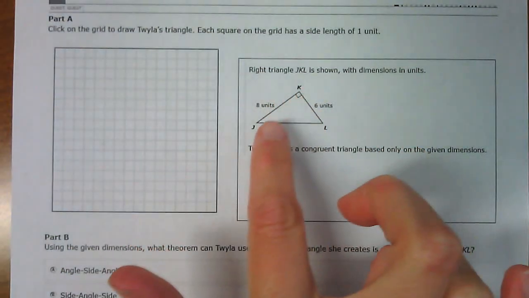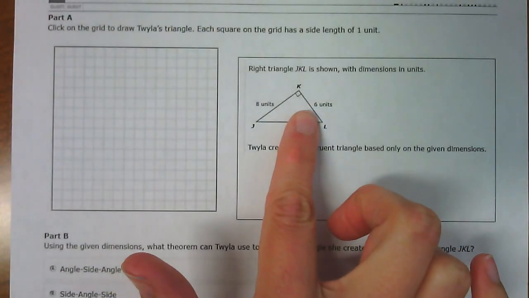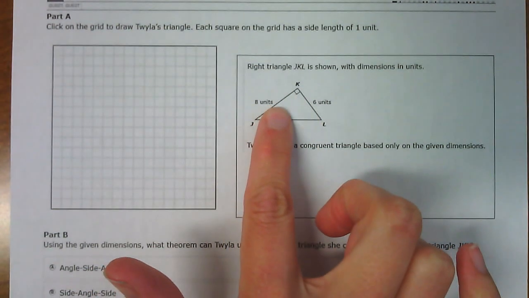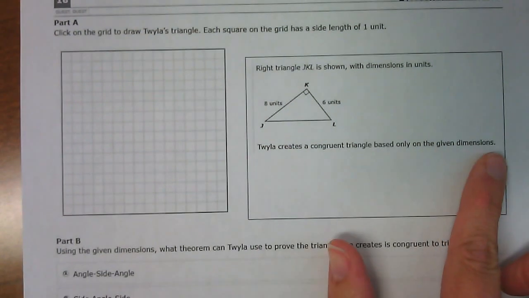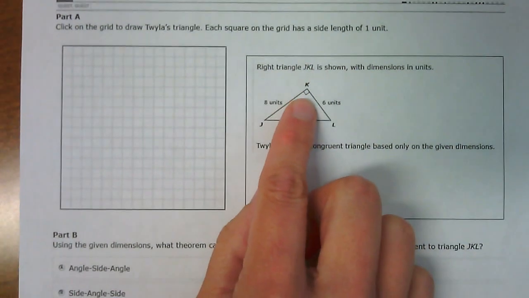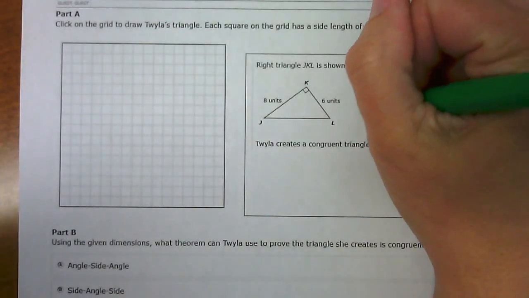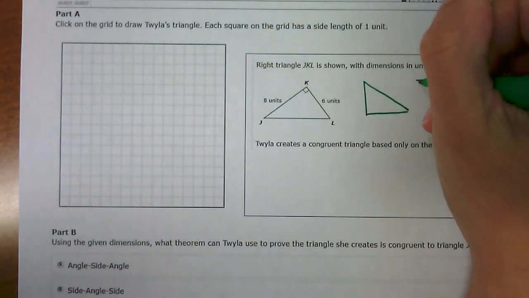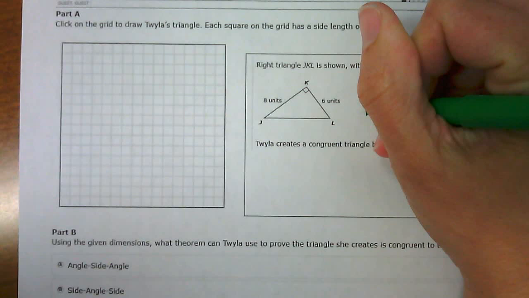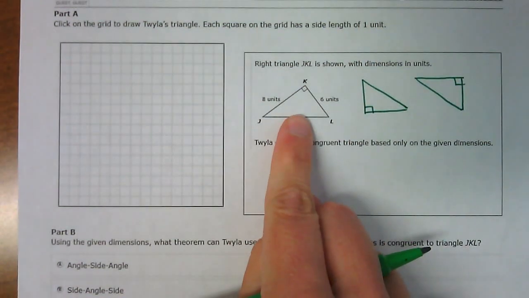It says right triangle JKL is shown with the dimensions in units. We know KL is 6 and we know KJ is 8. Twyla creates a congruent triangle based only on the given dimensions. The fact that this is a right triangle just tells us that we could put the triangle on our graph like this. We just know where that right angle goes. Okay, we could put it on our graph looking just like this.